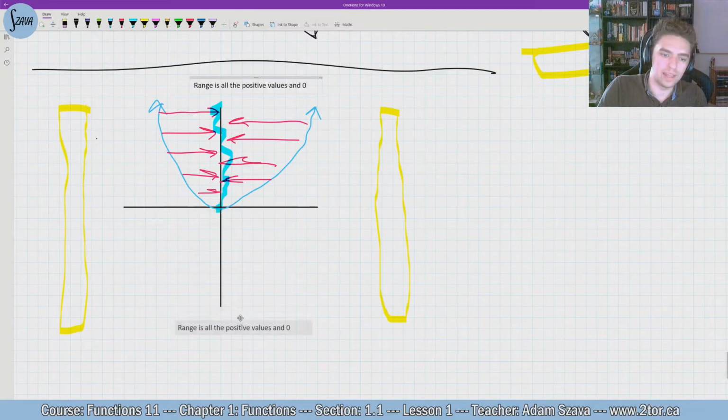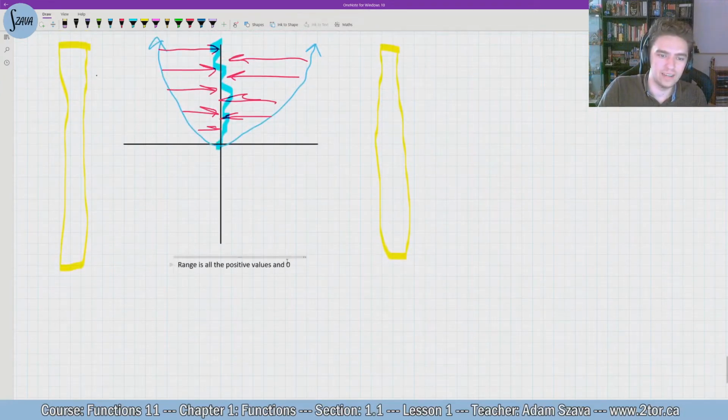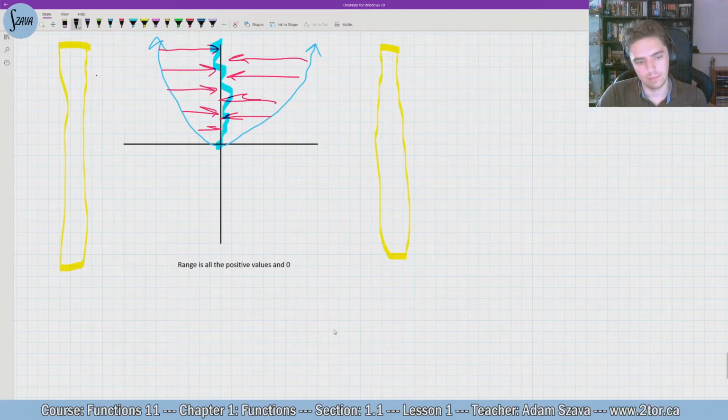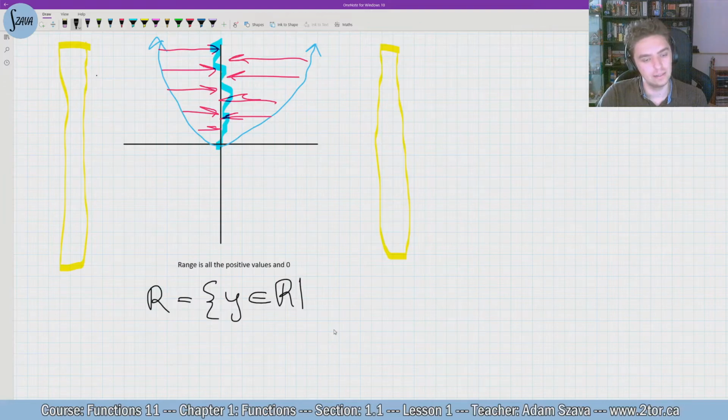Now, how do we write that in mathy talk? Well, the range is the set of y values, which could be any real number, but the y values have to be bigger than or equal to 0. And there we go.